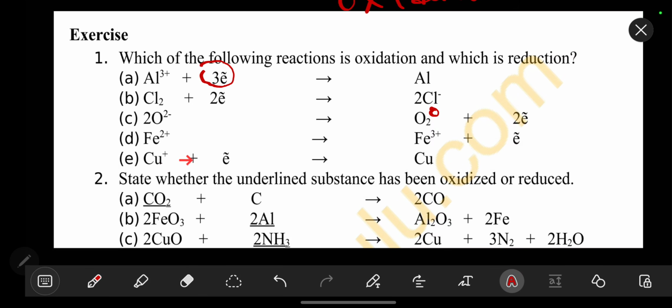When you also look at this one, electrons have been added. It means this is reduction. You can even see from +1 to 0. 0 is smaller, so that's reduction in terms of the oxidation number.